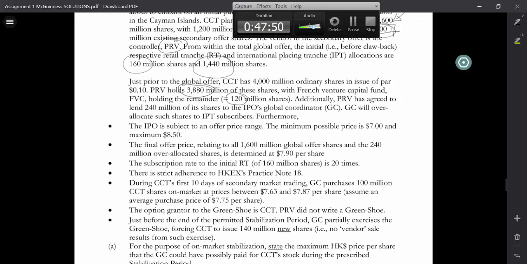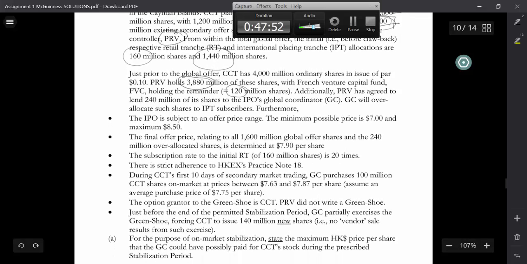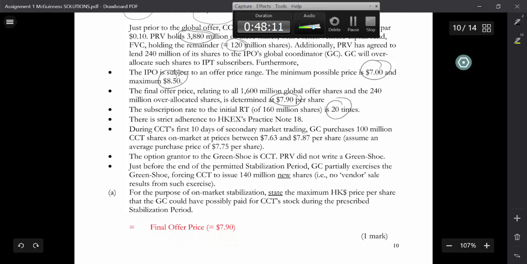The IPO is subject to an offer price range. There is normally a range. The final offer price is $7.90 for all the shares. The subscription rate to the retail tranche initially was 20 times over. And you have to observe Hong Kong Exchange Practice Note 18.